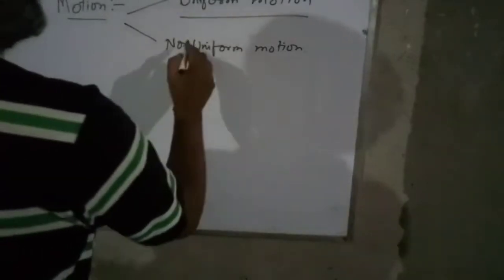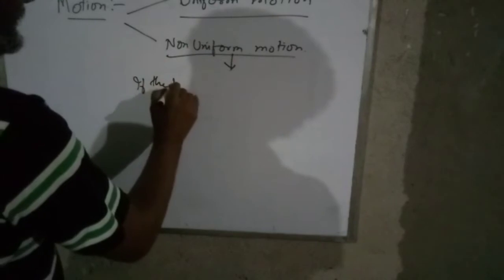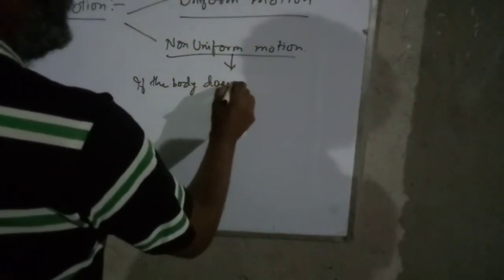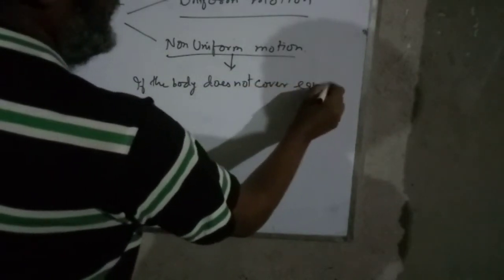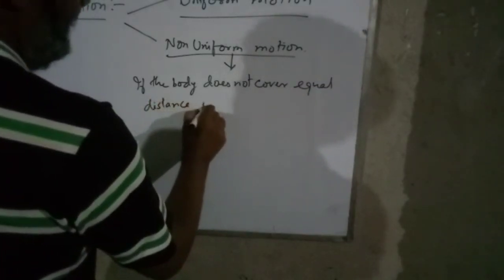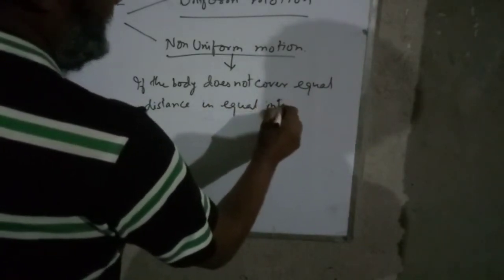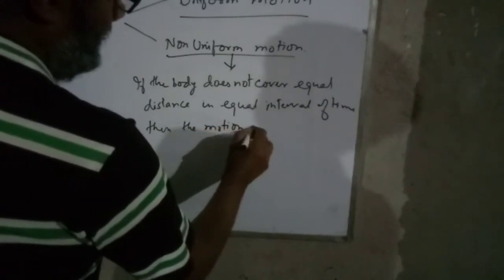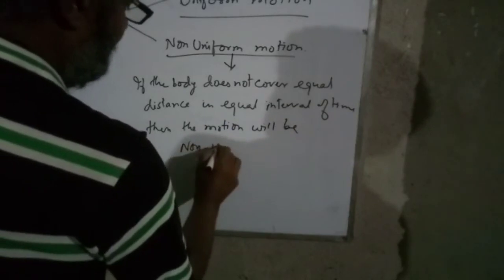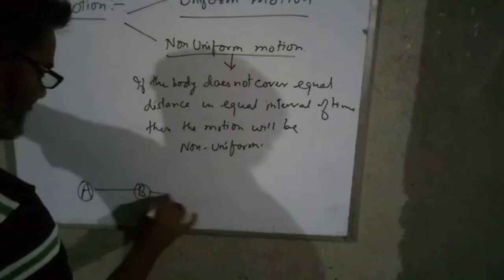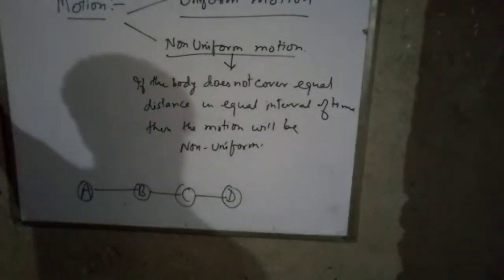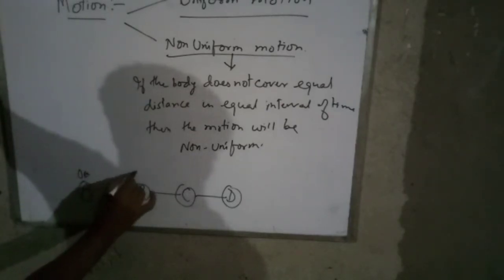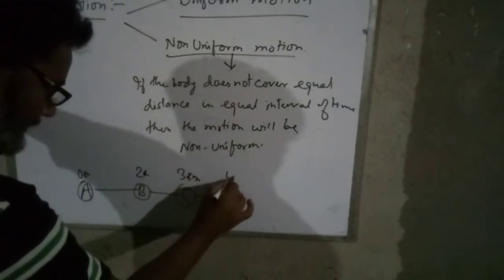Similarly, non-uniform motion: if the body does not cover equal distance in equal interval of time, then the motion will be non-uniform. For example, from A to B, B to C and C to D, it covers 2 kilometers, 3 kilometers and 4 kilometers.